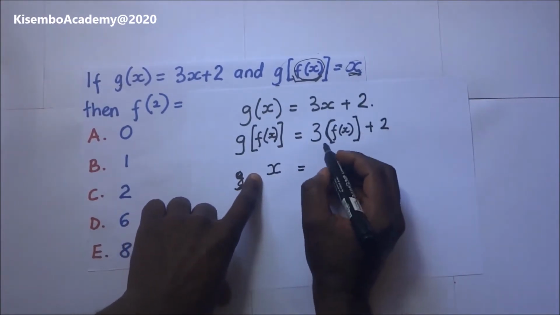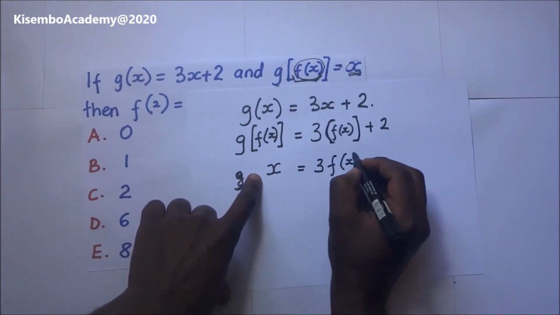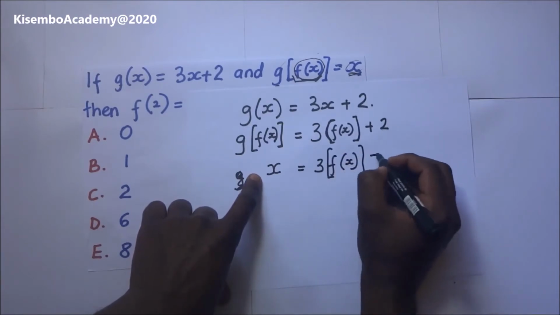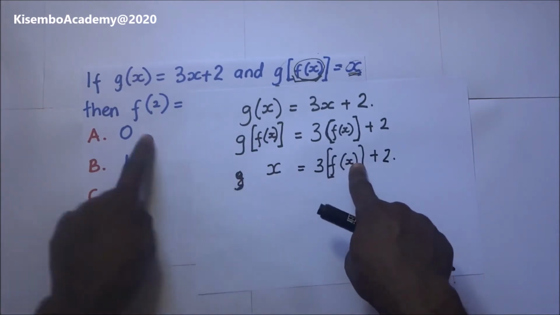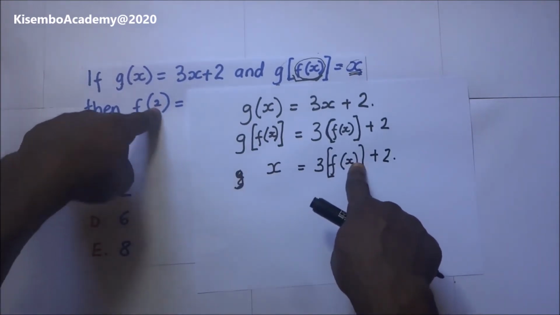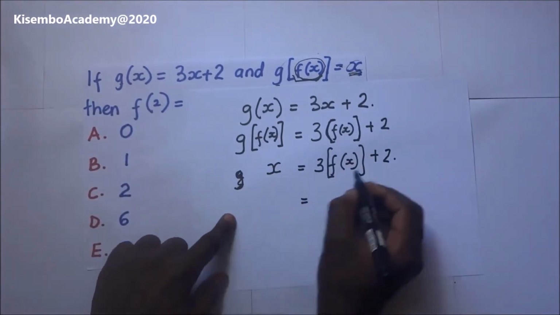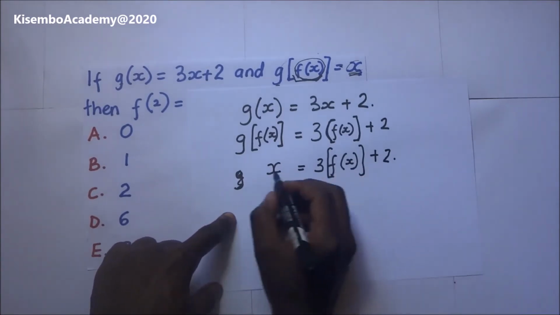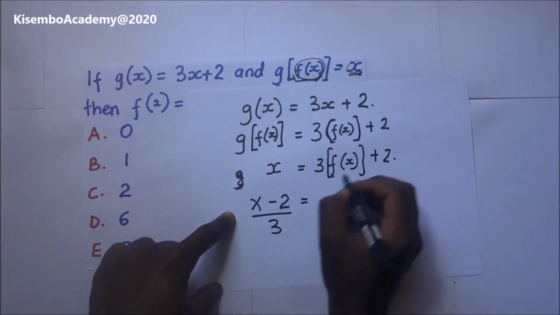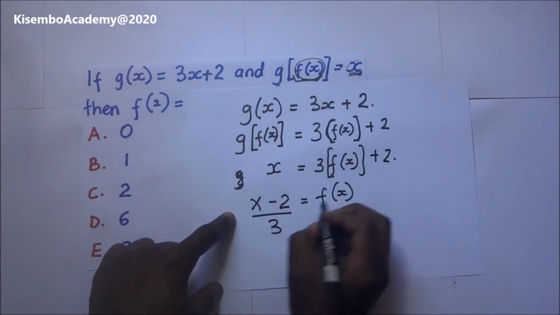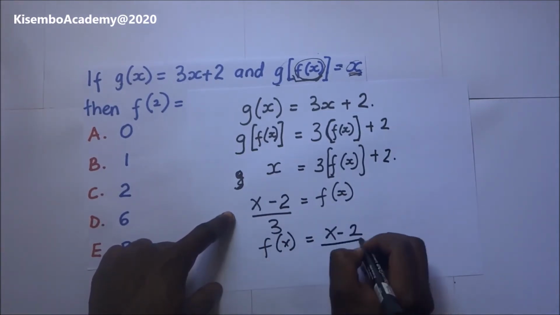Of course, this expression is going to be 3 times f of x plus 2. So we go ahead and make f of x the subject of the formula, because we want f of x first, then we shall put in the value of 2 later. So f of x is going to become x minus 2, divide that by 3. So meaning that the function f where x is the input is giving us x minus 2, divided by 3.